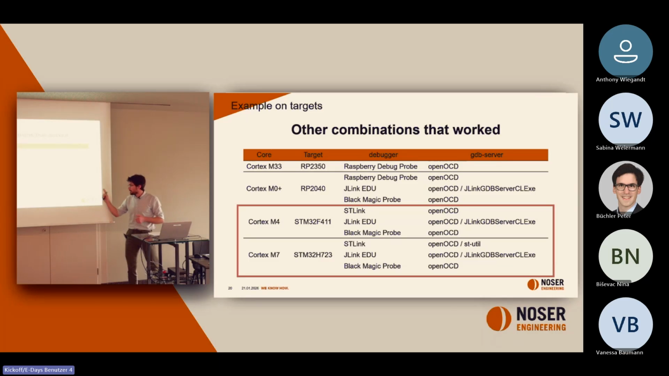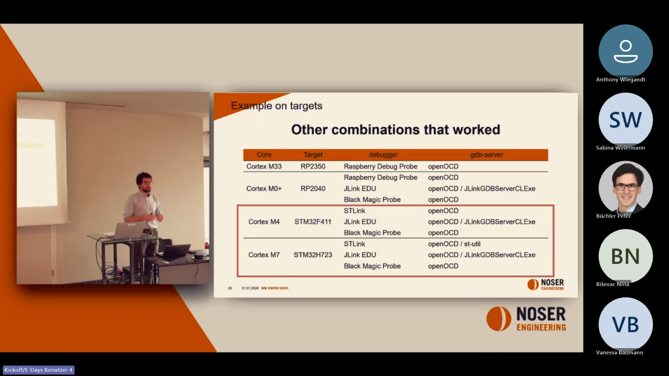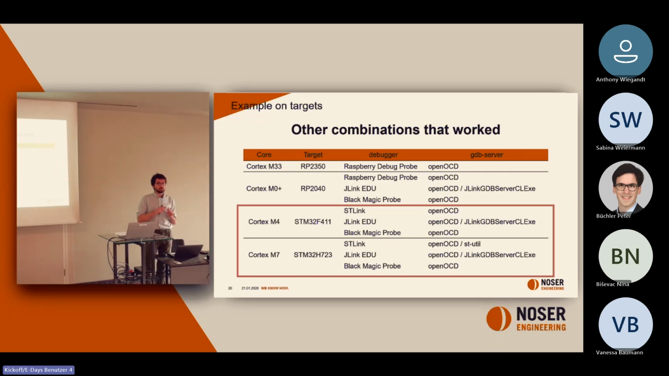Another advantage is that it has an integrated GDB server, which means you don't have to start a GDB server. Just plug the target into the debugger, and when you start GDB, you tell it not to go on the target extended remote, so 3333, but to go directly on the device, the Blackmagic probe.